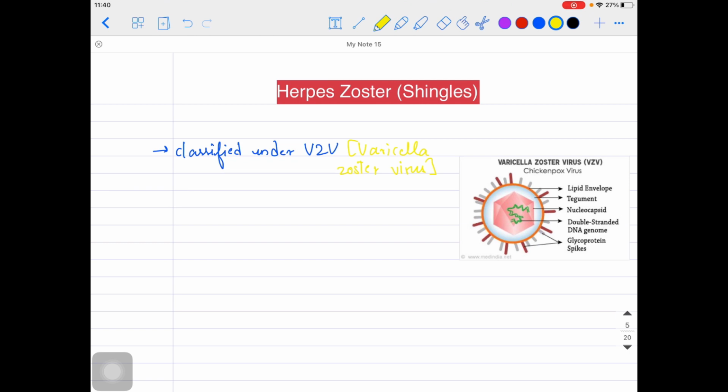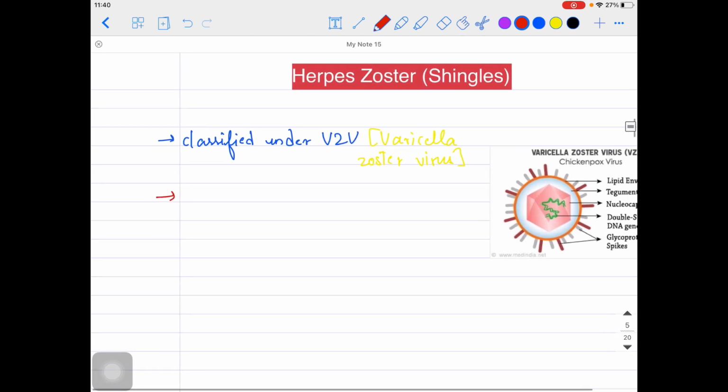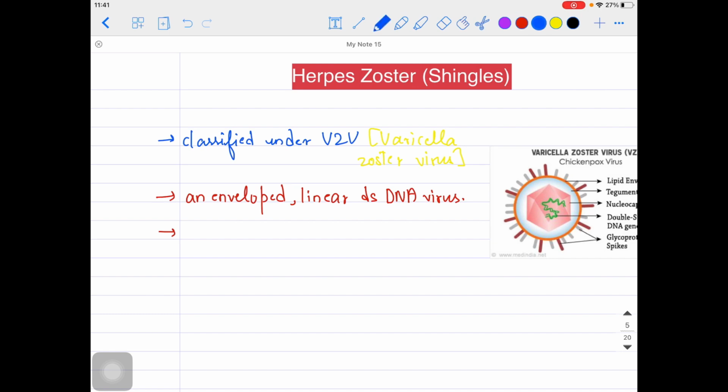If you talk about the characteristics of the varicella zoster virus, you will know that this is an enveloped virus. It has an envelope surrounding it and is a linear double-stranded DNA virus. The other name of this virus is human herpes virus 3, HHV3.